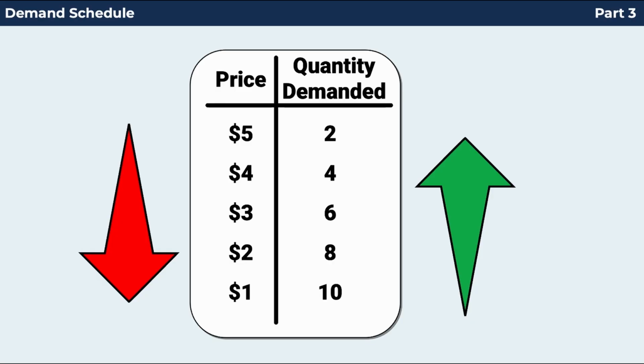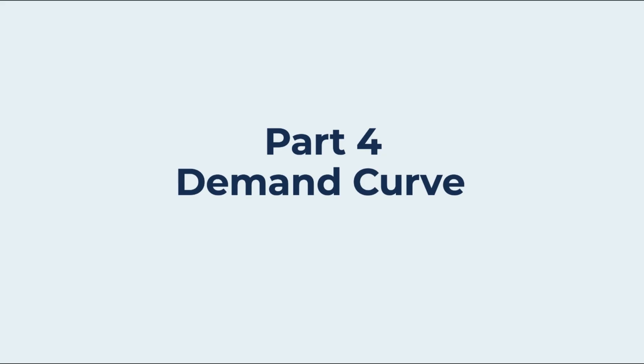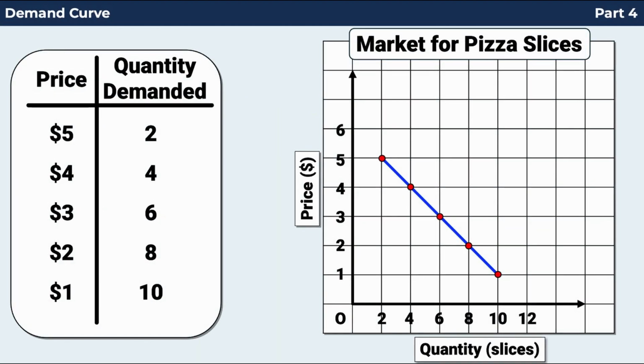As price goes down, quantity demanded will go up. Let's move to part 4, the demand curve. Looking at our table of values, or our demand schedule, we can just plot all of those points on a graph, and that's going to give us our demand curve.